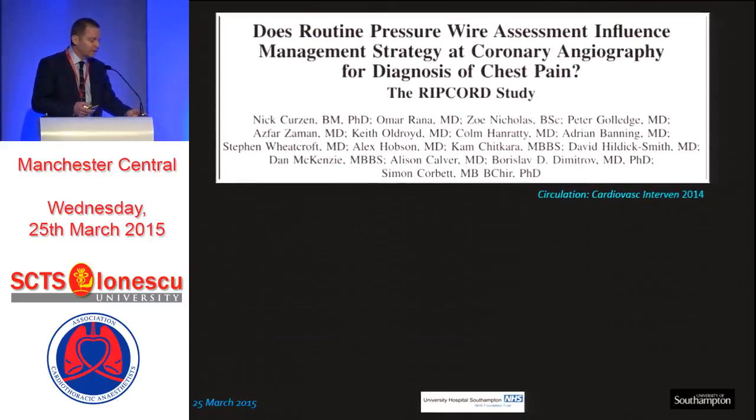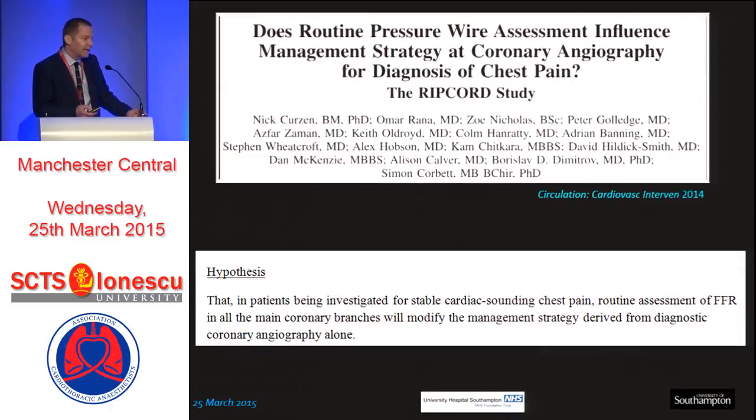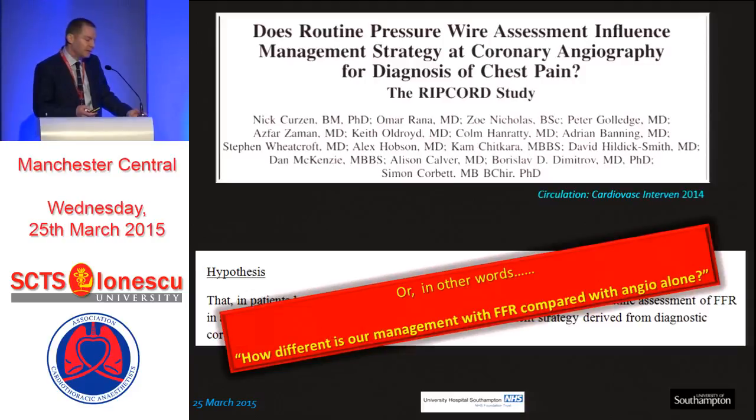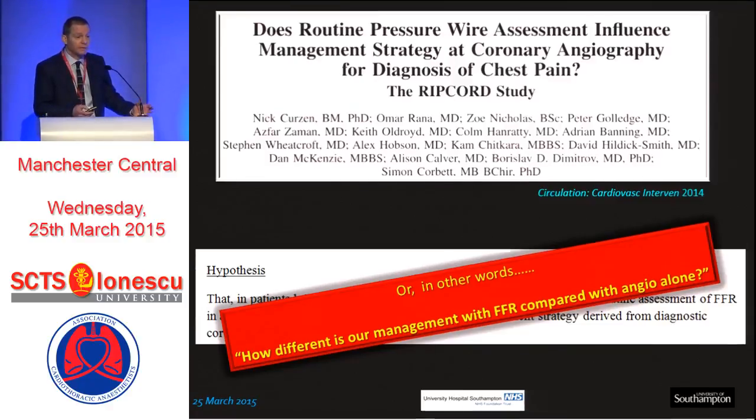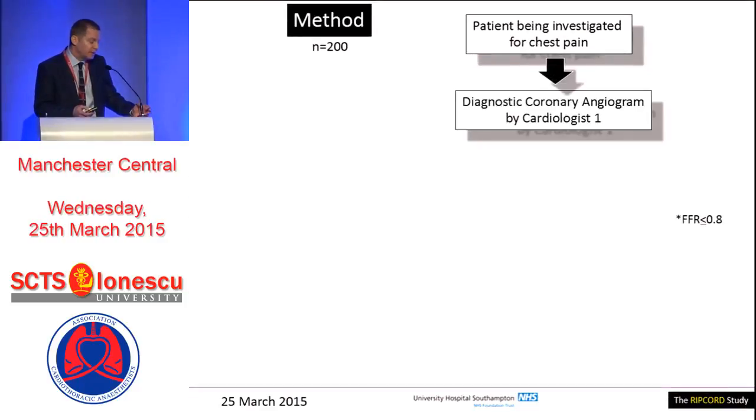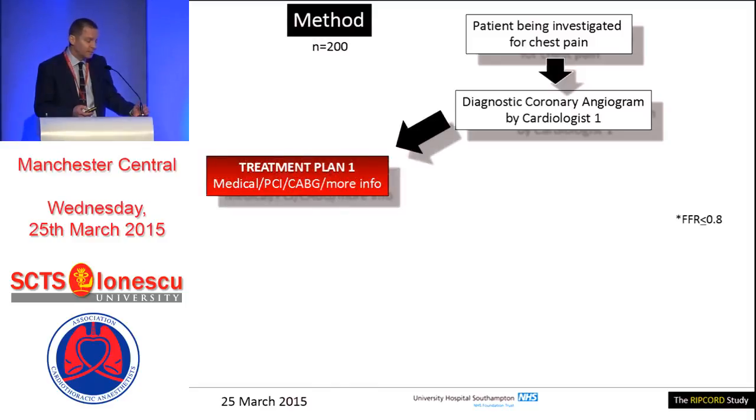A few years ago, I set up a study called RIPCORD, which was looking at the difference that FFR being available at the diagnostic angiogram stage would have in making the management plan. So basically, the hypothesis is how different would our management be if we had FFR for all the major vessels compared to just the anatomy by an angiogram. So we took 200 patients, the cardiologists who had listed them for an angiogram did the angiogram. We asked them to make a plan as they normally would: medical, PCI, CABG or more information required.